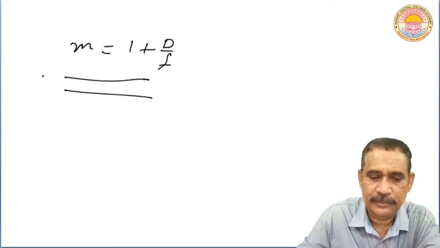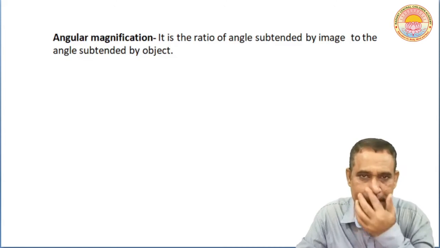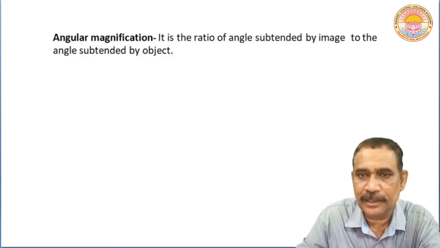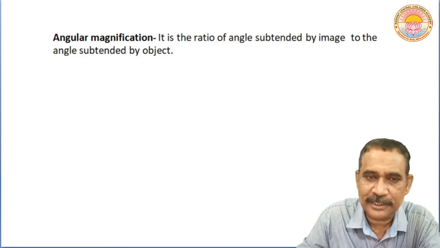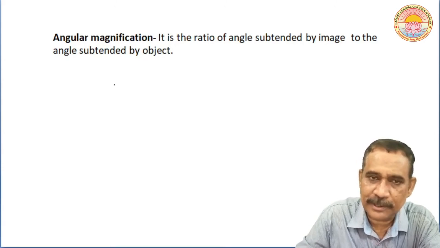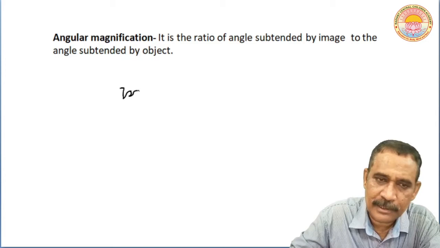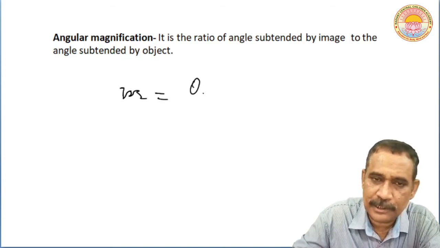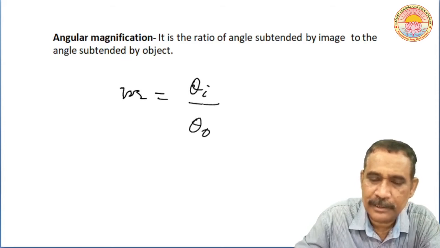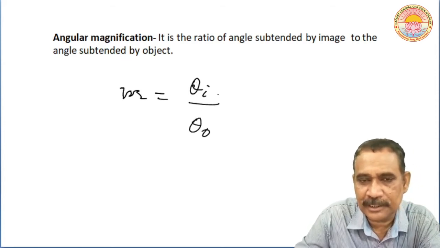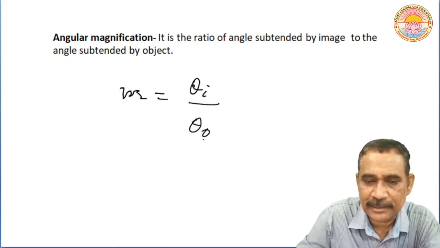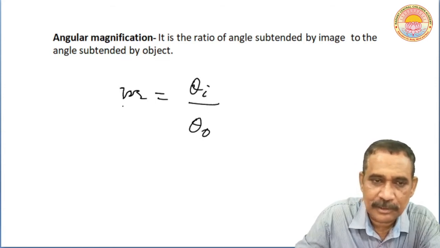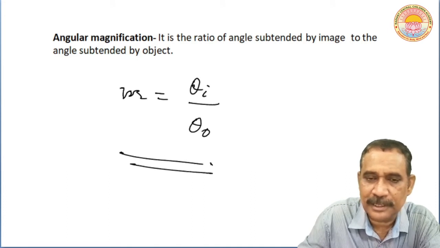Now, angular magnification. It is the ratio of the angle subtended by the image to the angle subtended by the object. It is denoted by M, that is M equals theta I upon theta naught, where theta I is the angle subtended by the image at the eye, and theta naught is the angle subtended by the object at the eye. So M equals theta I upon theta naught.